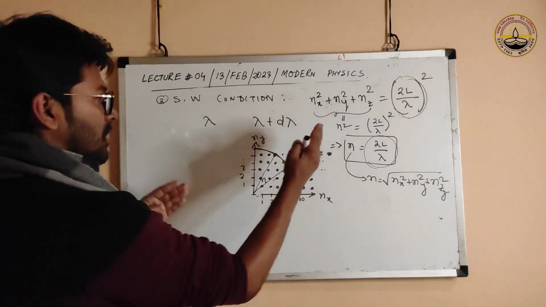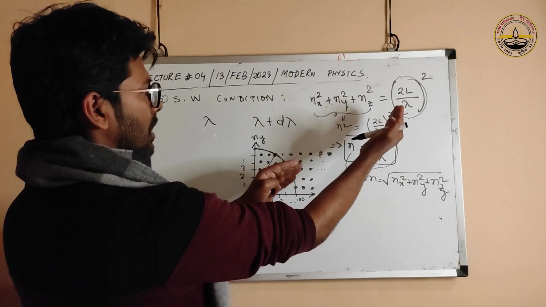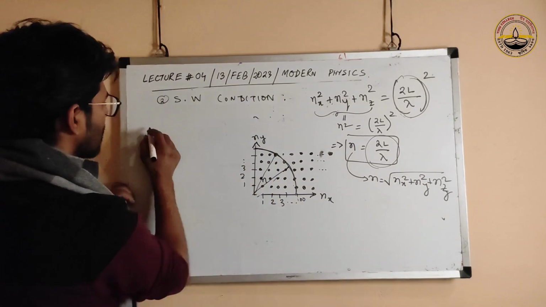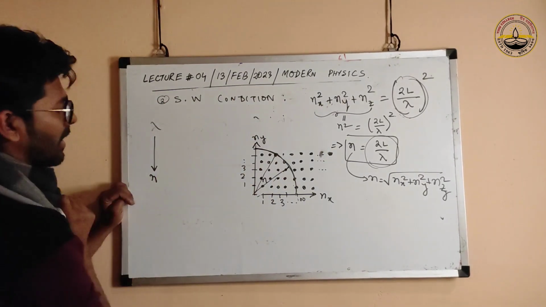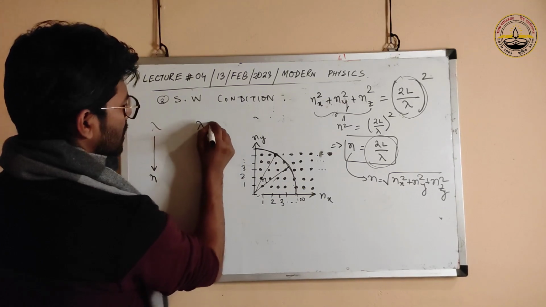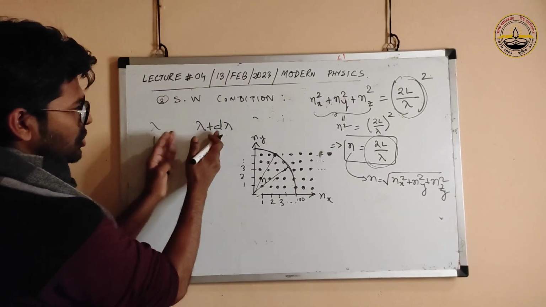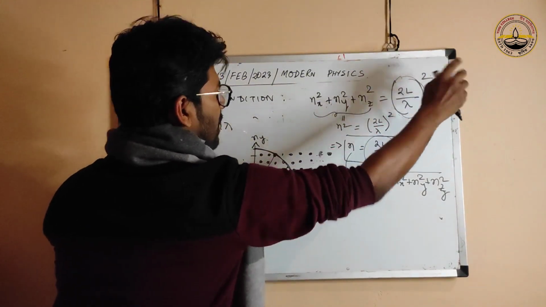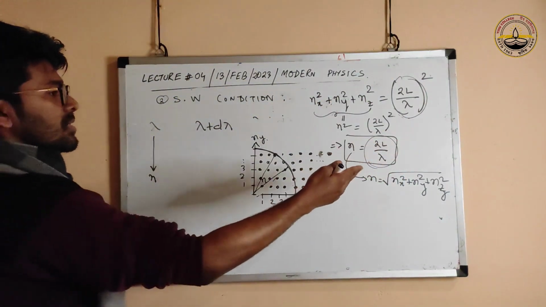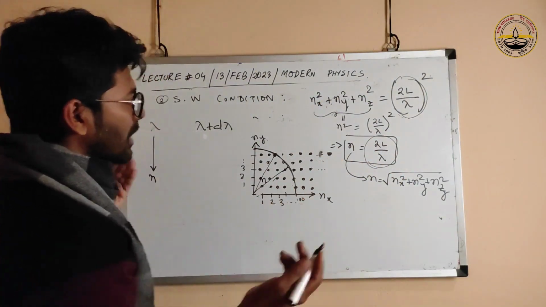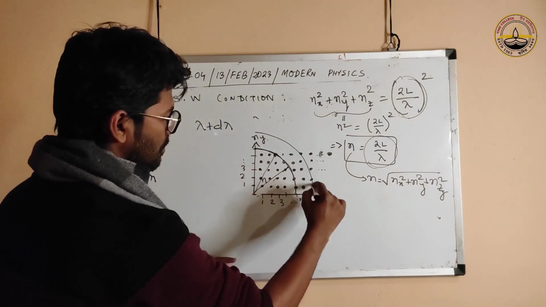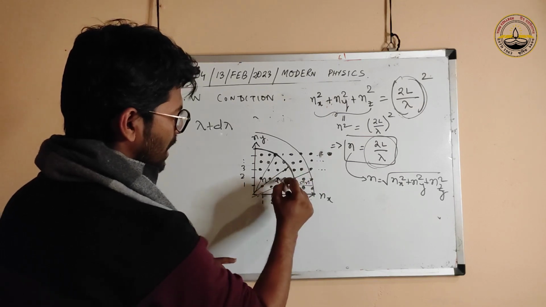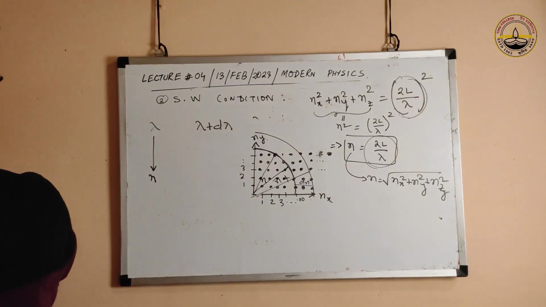Which means that a particular lambda corresponds to a particular n, okay? And then we're talking about lambda plus d lambda, the range. So lambda plus d lambda will be again another radius, and for that it will mean some n plus dn. And that will be another circle. That will be our dn, some dn. And so this will be n plus, let me use another color.